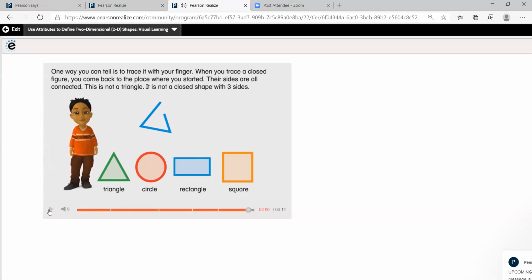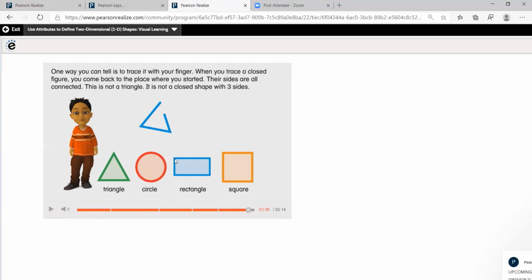One way you can tell is to trace it with your finger. I'll trace them below with the pointer. If we trace around the triangle, we return back to where we started. If I start at the circle and go around, I can trace back to where I started.